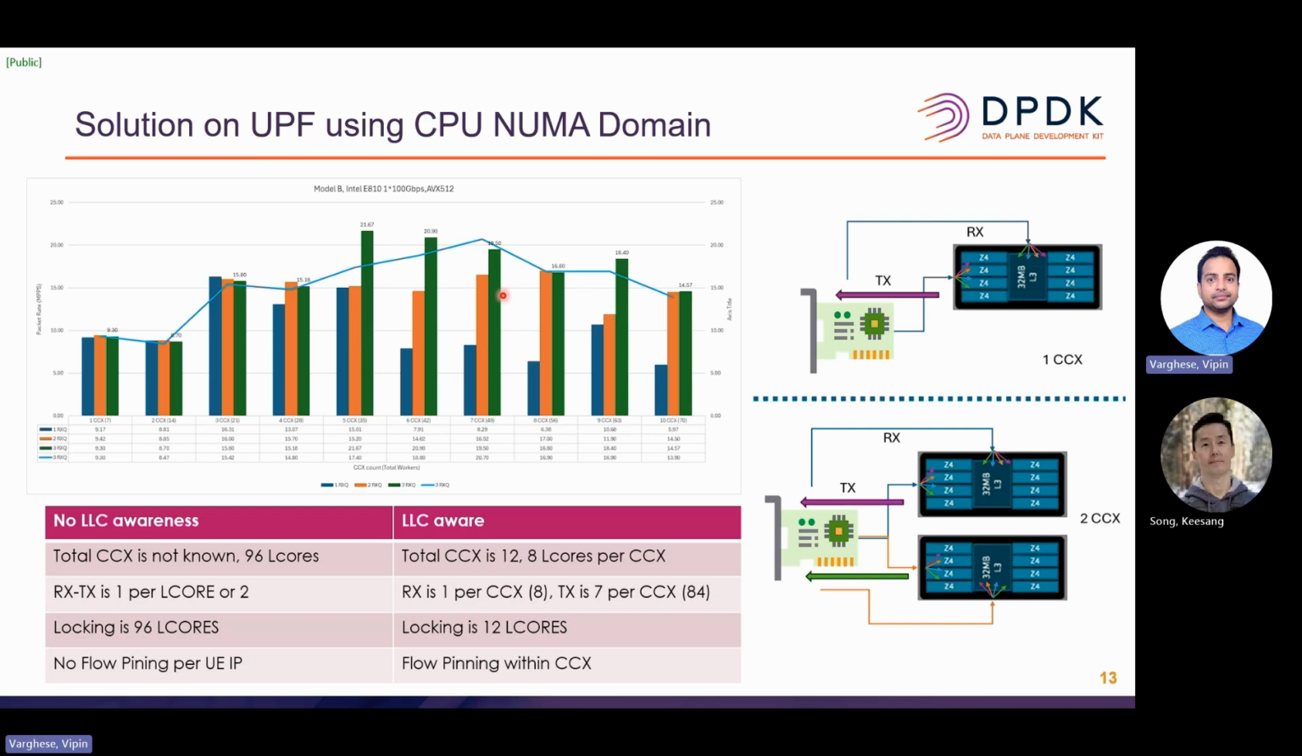With this understanding, we applied it to the UPF use case, where the three major bottlenecks were the number of RxTX queues spreading the same UE traffic to multiple CCX, the pthread mutex locking used to synchronize for the hierarchical QoS scaling issue, and the number of locks affected concurrently, which can go up to the number of cores used for a particular NIC.